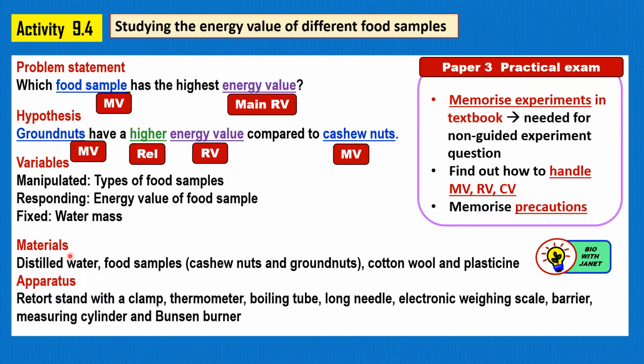Now, materials. Distilled water, food samples, that is cashew nuts and groundnuts, cotton wool and plasticine. Apparatus: retort stand with clamp, thermometer, boiling tube, long needle, electronic weighing scale, beaker, measuring cylinder, and Bunsen burner.